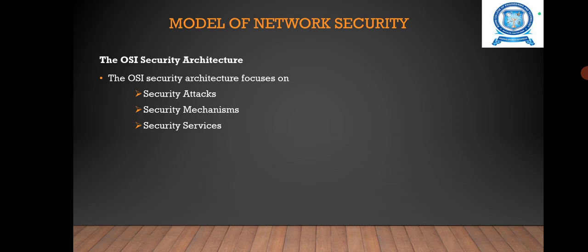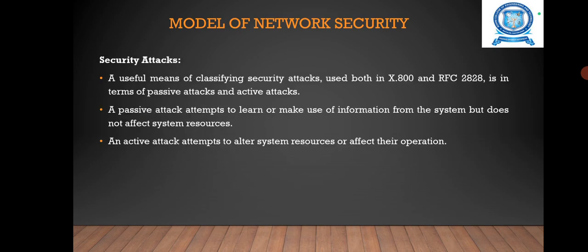Next, we are going to see some of the concepts that focus on the OSI security architecture. The first one is a security attack. That means any action that compromises the security of information owned by an organization. Security mechanism means a mechanism designed to detect, prevent, or recover from a security attack. Next is security service. That means a processing or communication service that enhances the security of the data processing systems and the information transfers of an organization. Here the services are intended to counter security attacks, and they make use of one or more security mechanisms to provide the service.